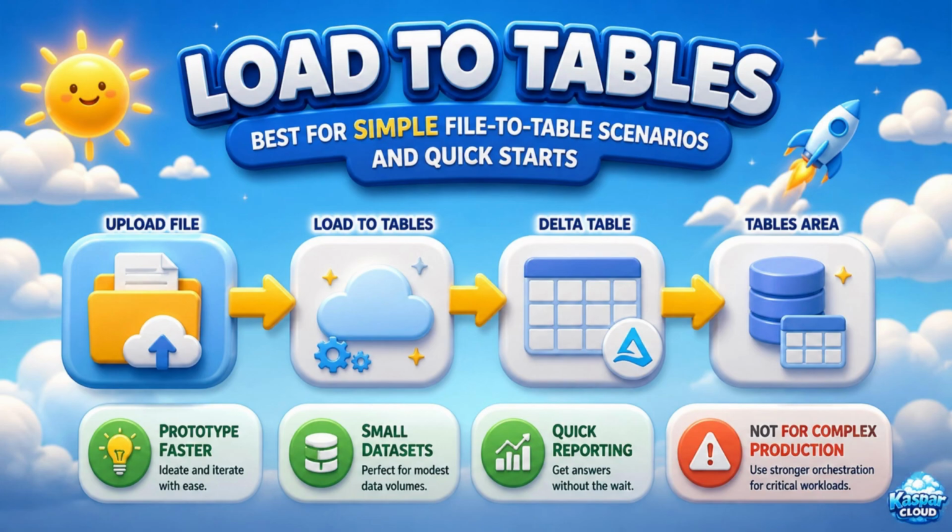Load to tables is useful for simple file-to-table scenarios. When a user uploads or selects a supported file, Fabric can convert it into a Delta table that appears in the Lakehouse tables area. This is helpful for quick starts, prototypes, small control datasets, and straightforward reporting scenarios.